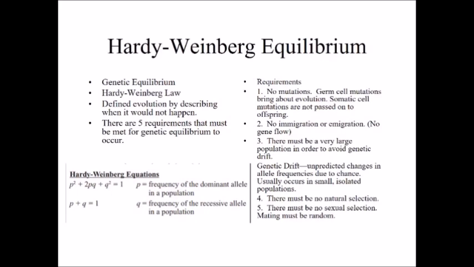So again, Hardy-Weinberg equilibrium is a theoretical situation in which evolution is not happening, in which allele frequencies are not changing. So essentially, by defining this theoretical case, Hardy and Weinberg were able to define the things that cause evolution. If you look at the negative of the 5 requirements for Hardy-Weinberg equilibrium, you're really looking at the 5 things that might contribute to causing evolution.